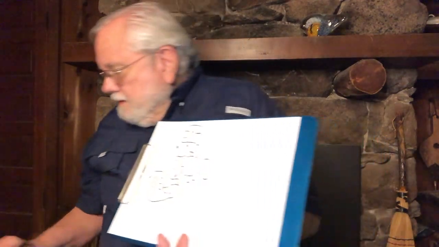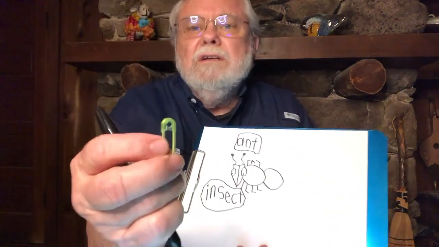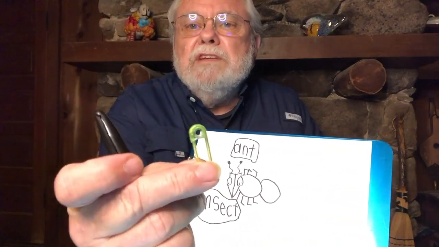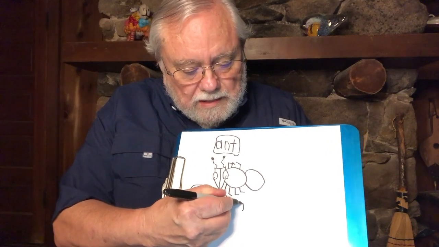Now a word that we didn't draw that's very easy and fun to draw is a pin. Now I got a pin here, but it's a little bit hard to see because it's really small. So this is a safety pin. And we're going to draw a picture of a safety pin. And it's kind of easy to draw. First thing I need to do is just make a circle.